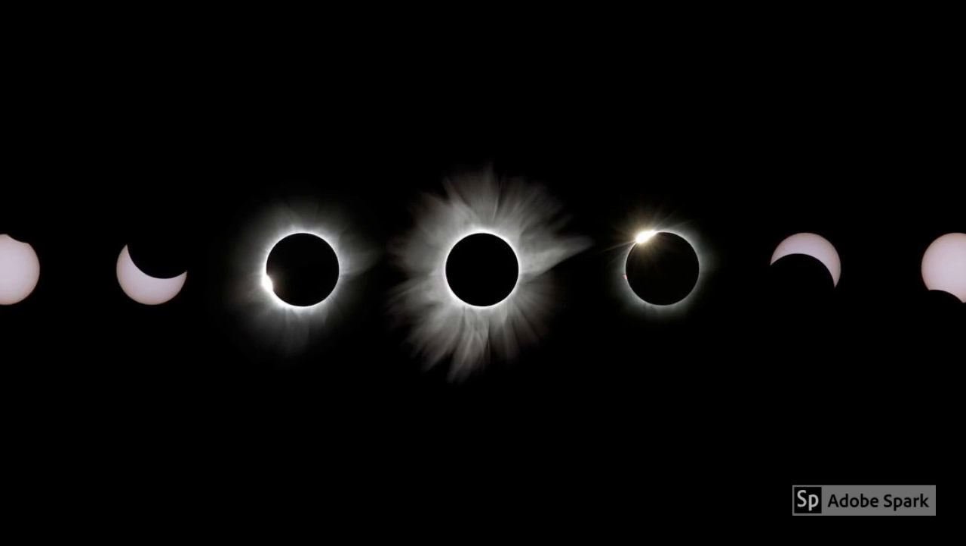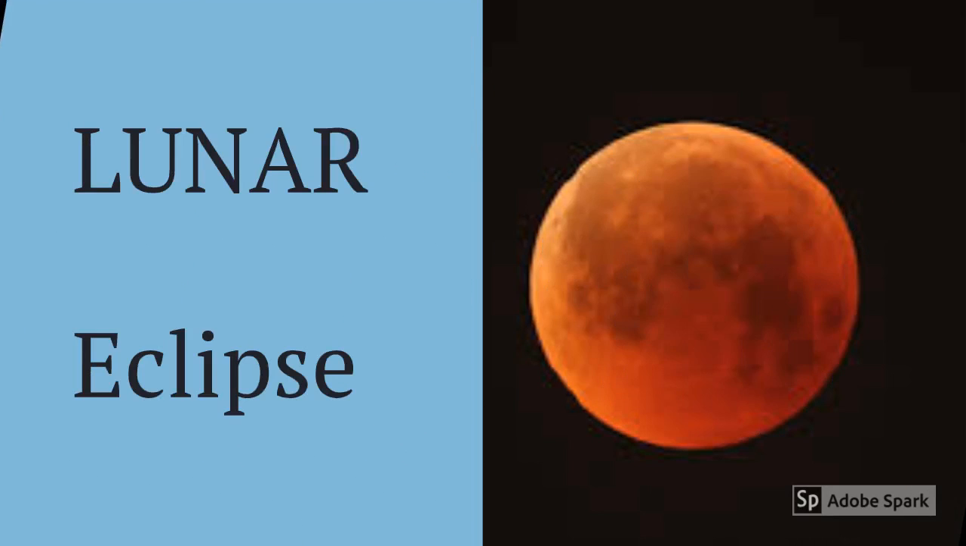And then as it moves right, you can start to see the diamond ring, which means the sun is re-emerging from behind the moon. And then the moon keeps moving until the sun reappears.